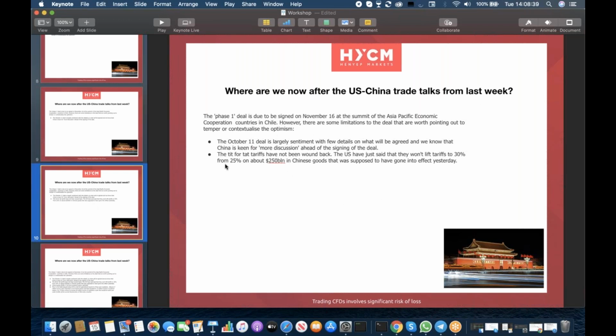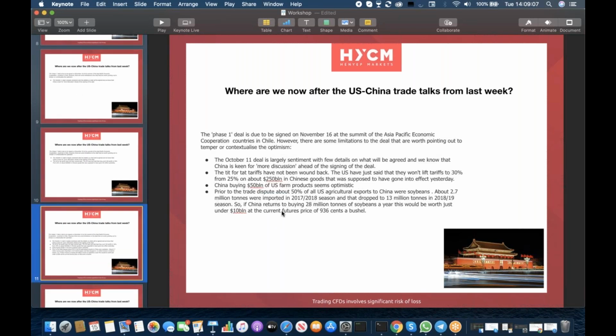Now, the other thing to notice is, the tariffs haven't been wound back. So all that's happened is the US have said they won't lift tariffs to 30% from 25% on about $250 billion in Chinese goods. So there was a big tariff that was meant to go into effect yesterday. They're just saying, look, we're not going to lift it up to 30%. So that's the only step back we've had really from the tariffs. So just to be aware of that.